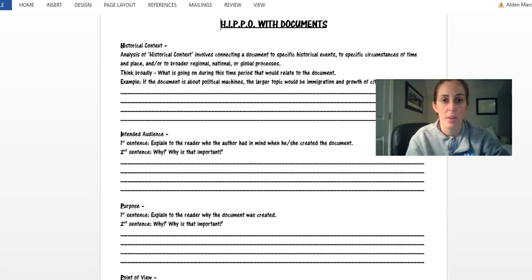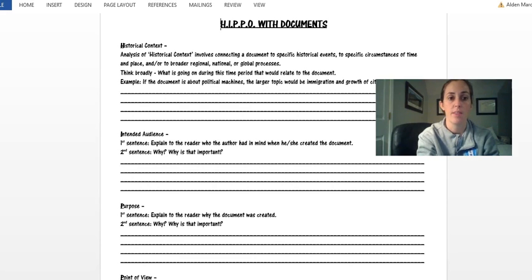Okay, so Hippo. Hippo is something we're going to be talking about a lot this year. You'll get an assignment with it every other week probably. So we're going to do this one, another one of effort, and then we'll probably get into grades after that. These words, like the historical context, audience, are all from the AP test. So that's where that language comes from. It just makes a fun little acronym with Hippo.